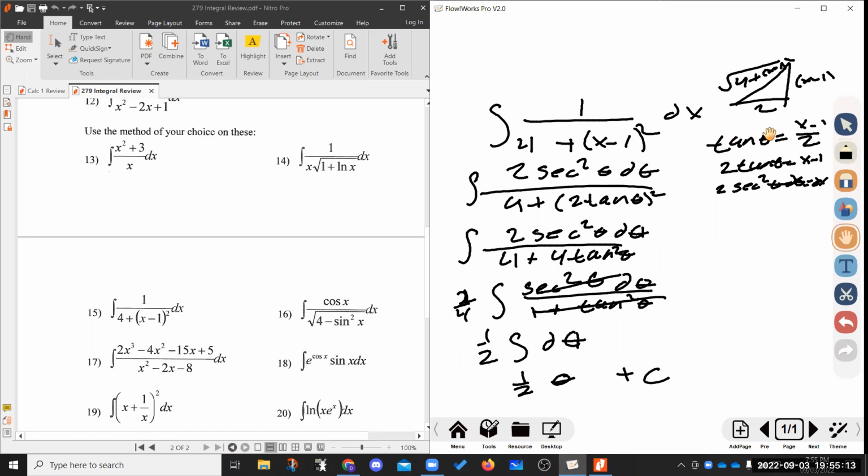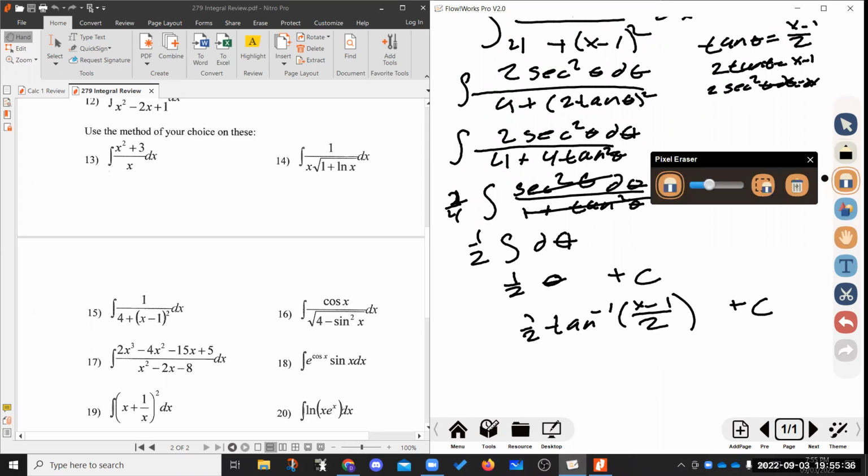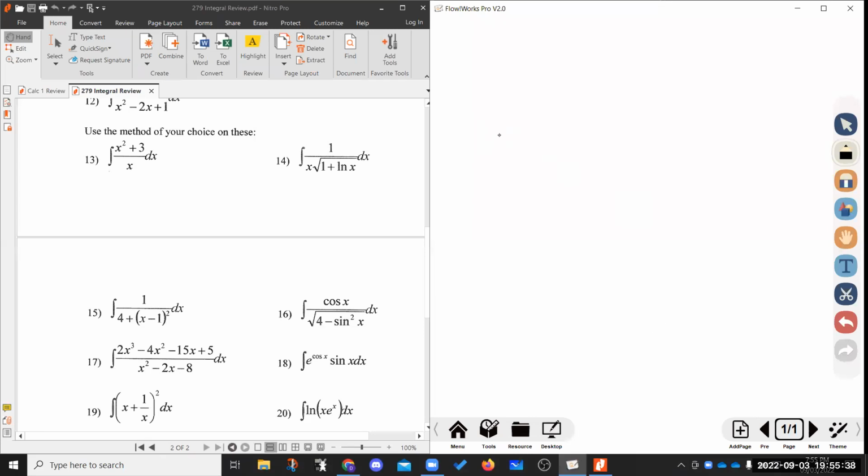Theta has been defined in terms of tangent. So theta is arctangent of x minus 1 over 2. And we knew that, but the formula says that it's 1 over a arctangent of u over a plus c, if we had our formula memorized. If we didn't have our formula memorized, this is the process that we have to go through to prove the formula.